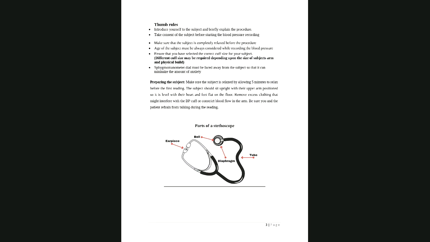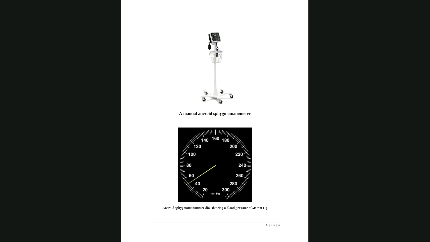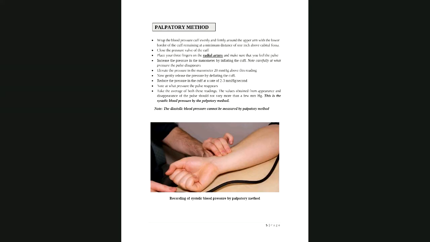Then the parts of the stethoscope, already we have seen that it's having a diaphragm and the bell, and in this experiment we'll be using the diaphragm, the flat area. So that is the one which we'll be using. Then this is the aneroid sphygmomanometer which will be used, and already we have seen that. Now let us see the first method, which is the palpatory method. Palpatory method is we are doing the palpation, we are touching the subject and doing the examination. So any examination, when you are touching the patient, that is called as a palpatory method.